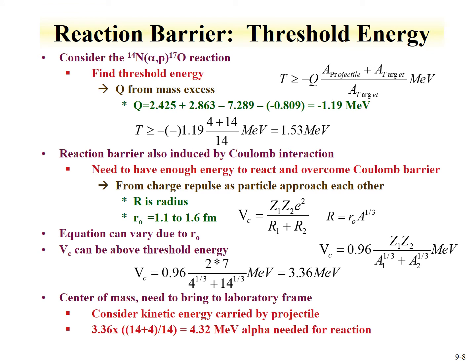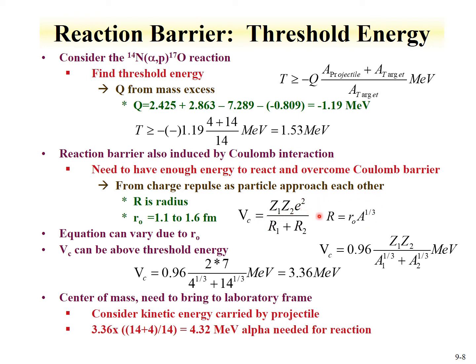The Coulomb barrier is the charge interaction that we need to overcome to get the two particles right next to each other. The Coulomb barrier comes from the fact that I've got to take these charged particles and contact them. So the equation for the Coulomb barrier is listed here. It is a function of the charges, and this is our term describing the charges, divided by the radii.